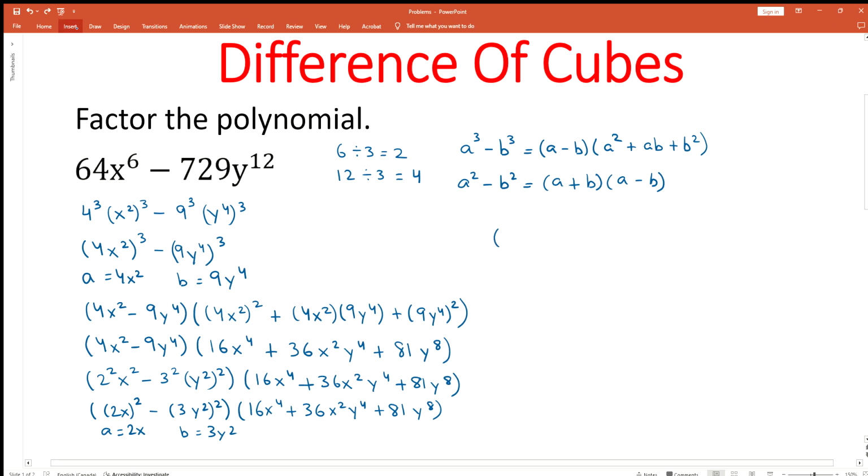I get 2x plus 3y squared times 2x minus 3y squared times the expression in the last parentheses, 16x to the power 4 plus 36x squared y to the power 4 plus 81y to the power 8. This should be the final answer for the fully factored form of the given polynomial.